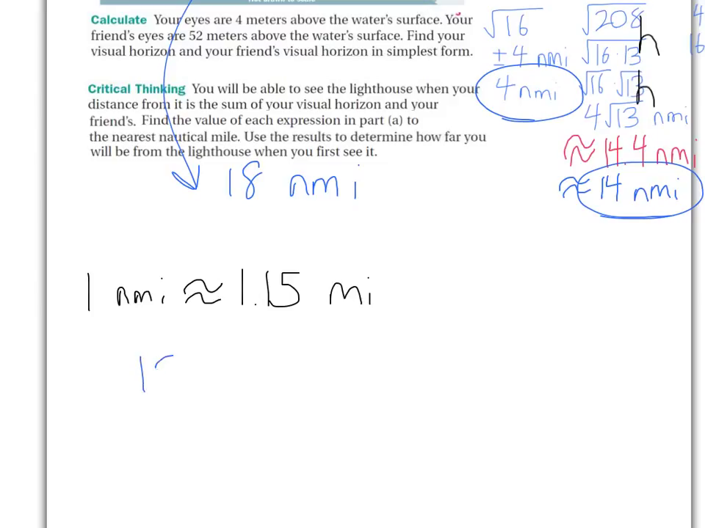We start with 18 nautical miles, and we're going to multiply that by our conversion factor. Because the nautical miles are going to cancel out, we want the nautical mile in the denominator, and we want the miles that we're trying to reach in the numerator. Now, which is a bigger unit? Which is a longer length? 1 nautical mile or 1.15 miles? Well, clearly, as we just saw earlier, a nautical mile is longer. So 1 nautical mile is going to yield 1.15 miles.